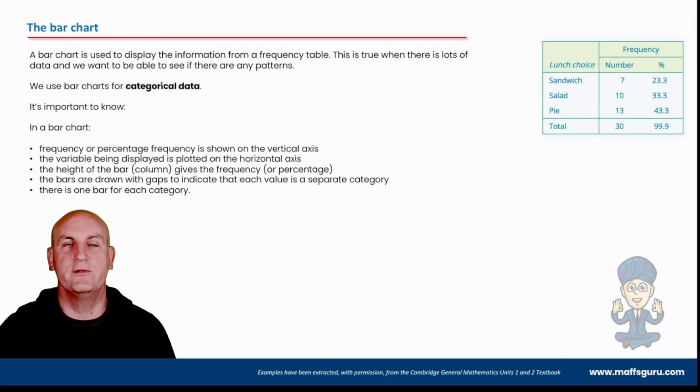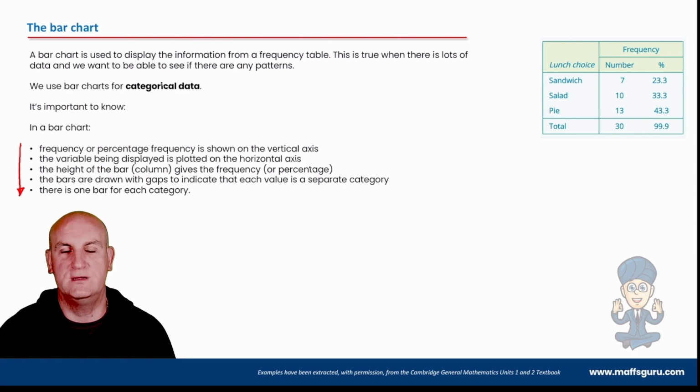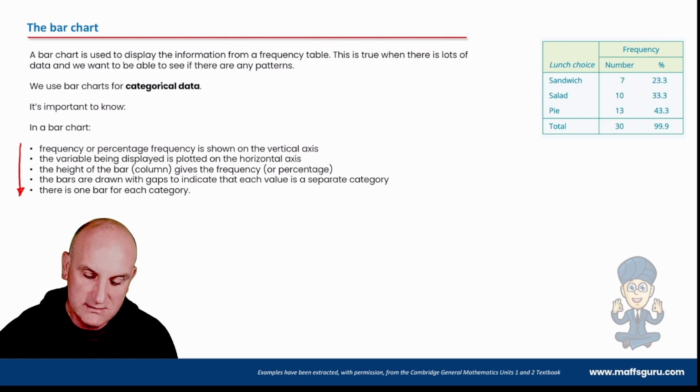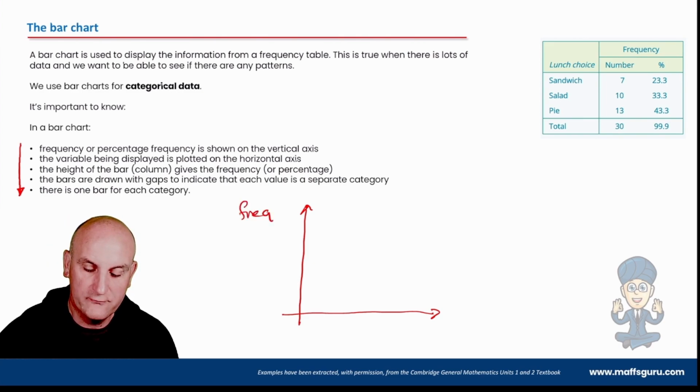And bar charts are used. Now, bar charts have gaps. Please notice, bar charts have gaps. But when we have a bar chart, it is important that you copy this into your summary book. Frequency or percentage frequency is shown on the vertical axis. So in this situation, if I was going to be drawing a bar chart of my frequency, then up the side, I would have frequency written.